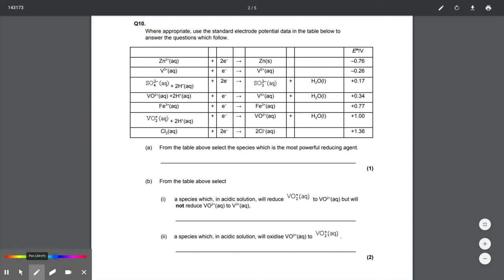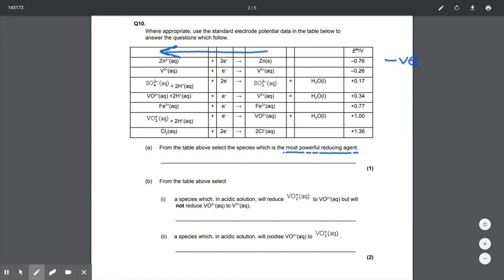Okay, it's question 10 this time. Similar type of question to the previous one, where it's asking us which is the most powerful reducing agent. Again, in order to be the most powerful reducing agent, the species itself wants to be oxidized. And so in order to be oxidized, the species has to exist towards the left-hand side of the equation. In order to do that, it has to have the most negative electrode potential in the table.